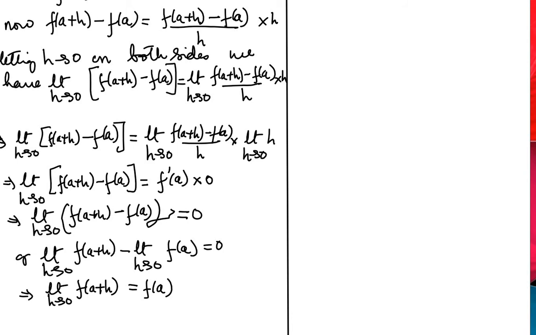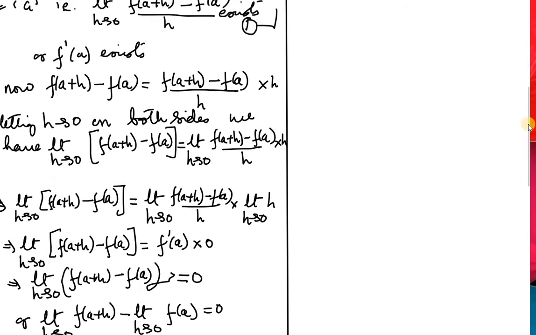So by the definition of a continuous function at a point a, this implies that f(x) is continuous at x equal to a. So this shows that a function which is differentiable at a point will always be continuous at that point. However, the converse is not true.